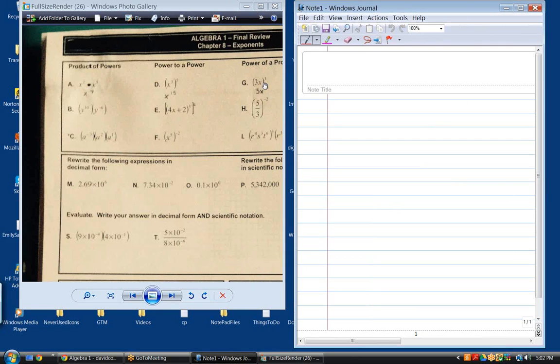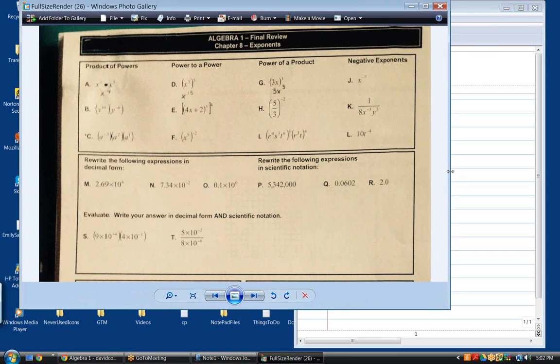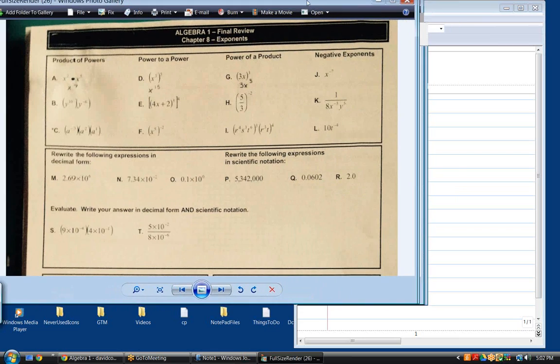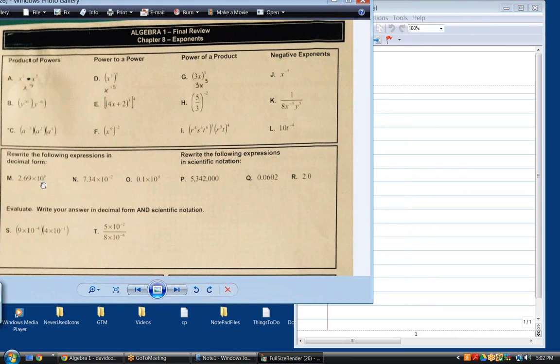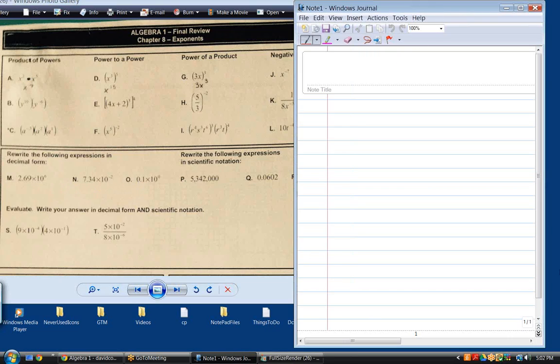Okay, I seem to remember doing B. Yeah, we got all the way down to the scientific notation. All right, and we did N. Don't think we did O. Let's start with O. What's 0.1 times 10 to the 0th?